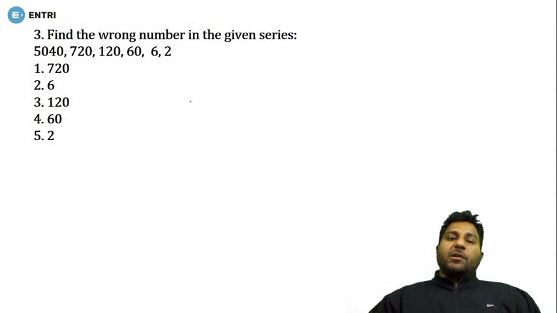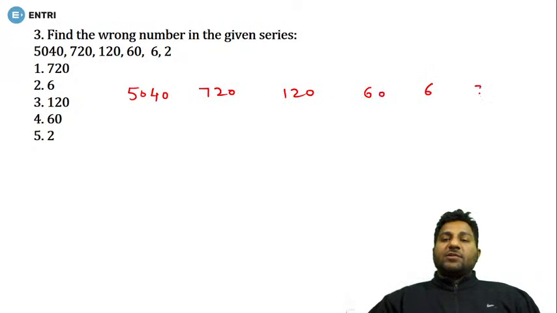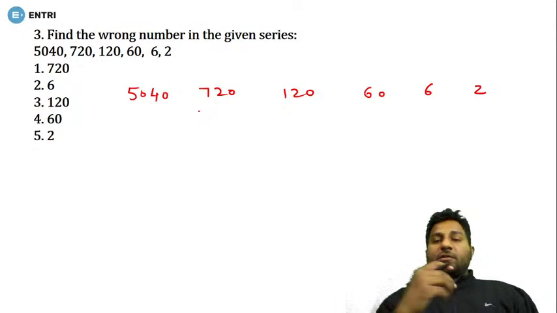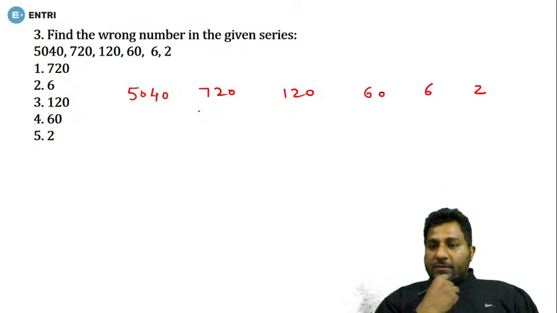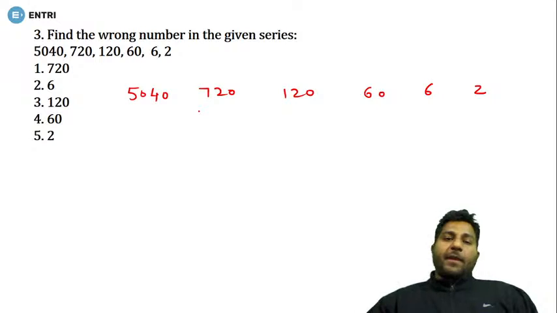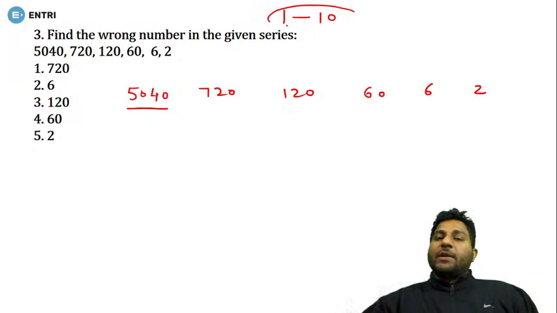Next question. Look at this: 5040, 720, 120, 66, 2. So tell me how you are going to predict it. Yes, Legion, 684 is the correct. You can clearly see this shows 5040. If you have remembered the actual value of the factorials, from 1 to 10, you can predict the answer.